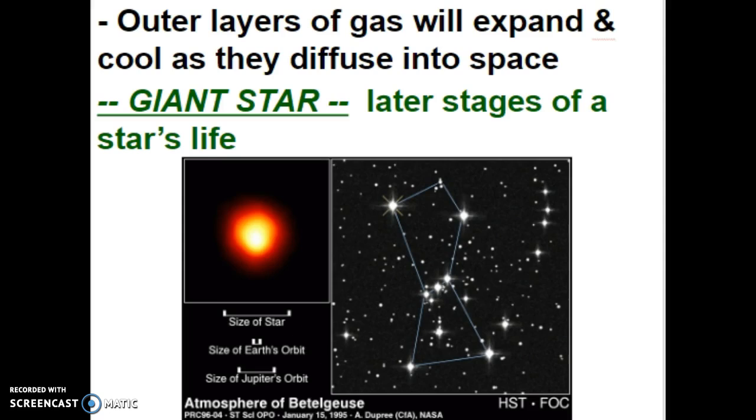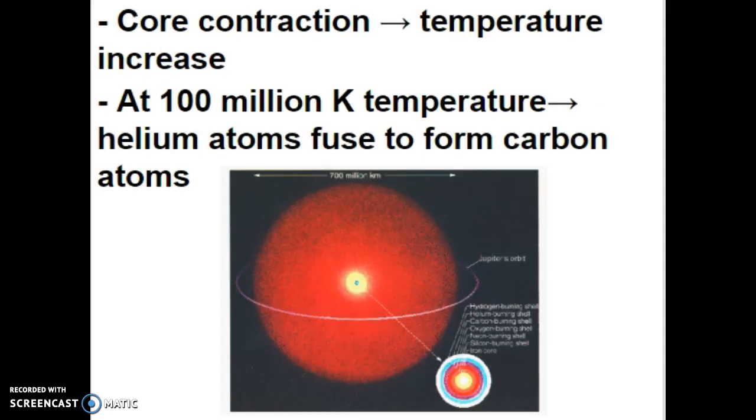The core continues to contract, the temperature will increase, and then at around 100 million degrees Kelvin, helium, which is now the new starting fuel for a giant star, will fuse together to form carbon atoms. That's important for you and I because we, along with all other life on this planet, are carbon-based. Basically, every single atom of carbon in your body was at one time fused in a star.